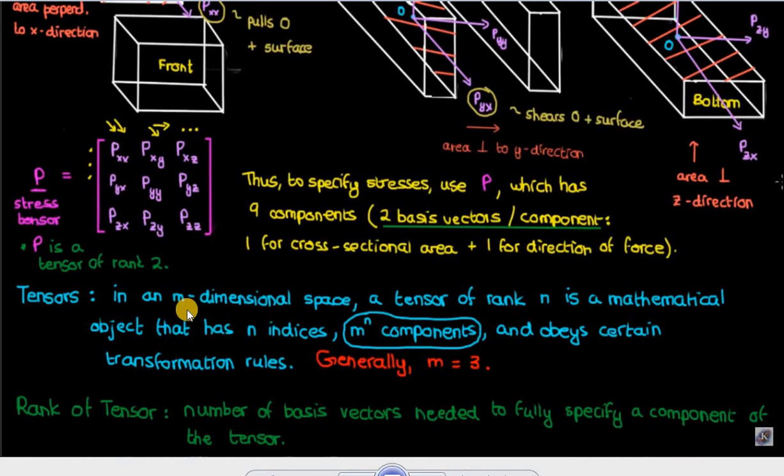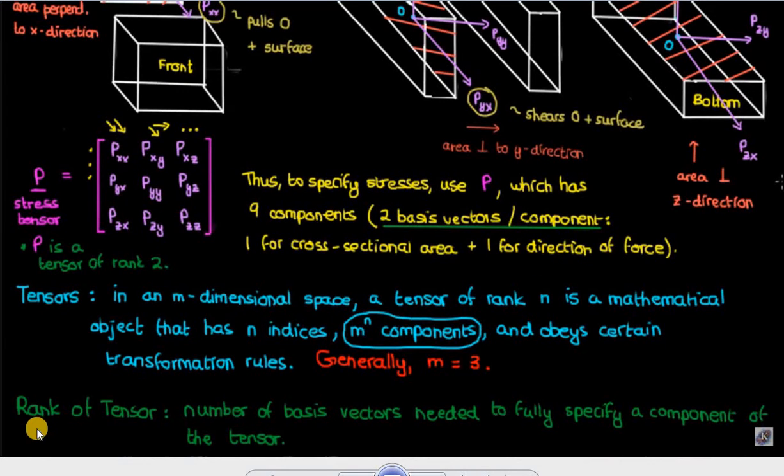A tensor of rank n in an m-dimensional space is a mathematical object that has n indices. We can say that n indices means m^n components, and they obey certain transformation rules. What is the meaning of n indices? If we write this, look at this p: these are indices, xx, xy, xz, these are indices.